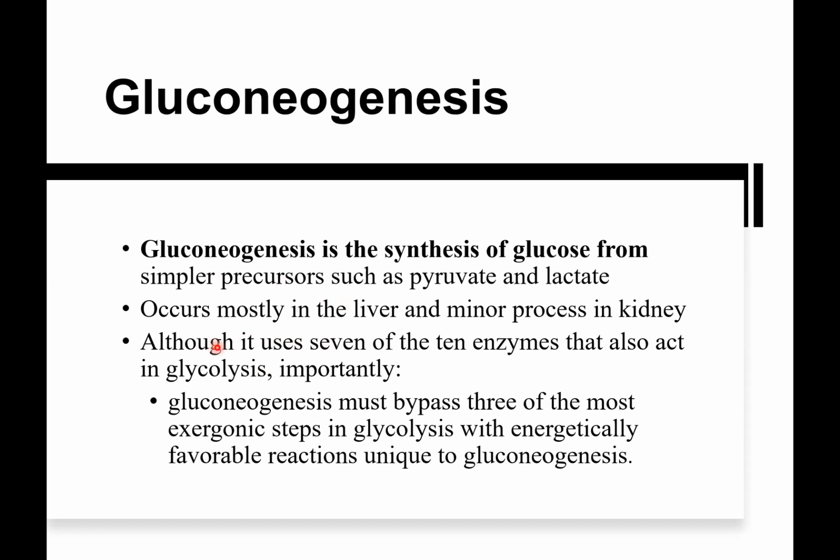So it does use 7 of the 10 enzymes that act in glycolysis, but there are 3, count them, 3 exergonic steps in glycolysis. And those require different enzymes in gluconeogenesis to bypass those exergonic steps. That first of all, they can't operate in reverse. It's just impossible. And second of all, there is an added benefit to that insofar as gluconeogenesis and glycolysis can be regulated separately, so that the whole thing is not a waste of time.